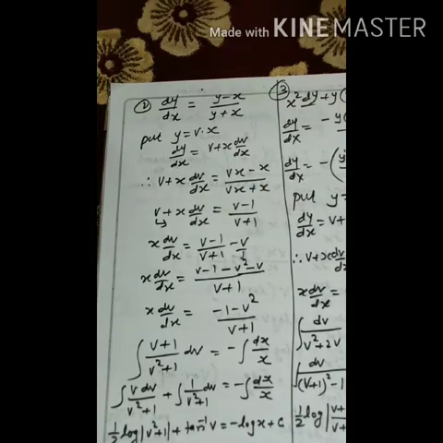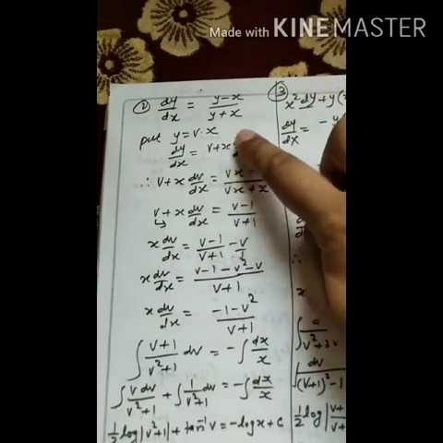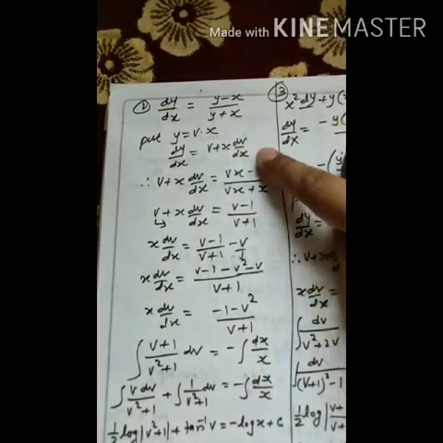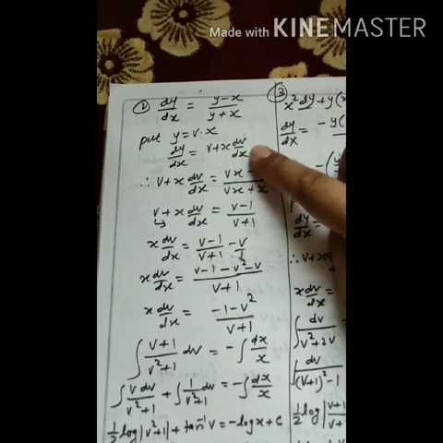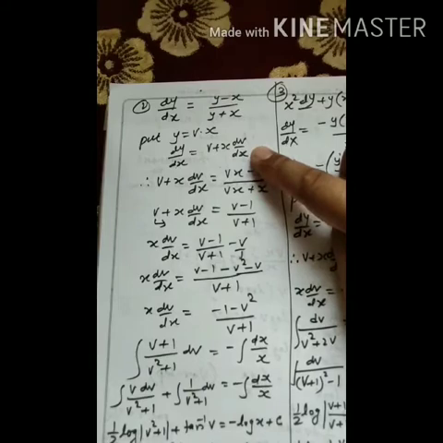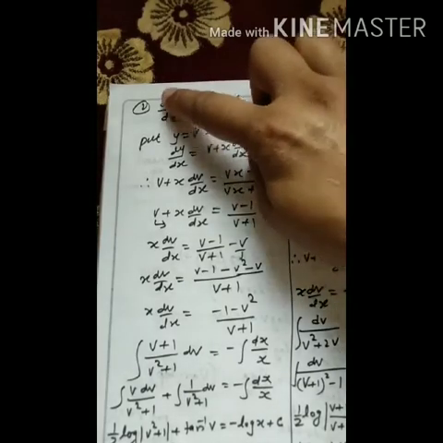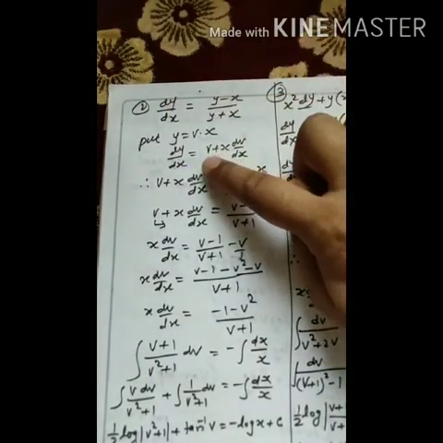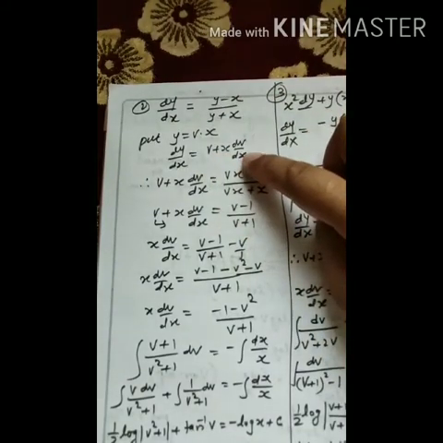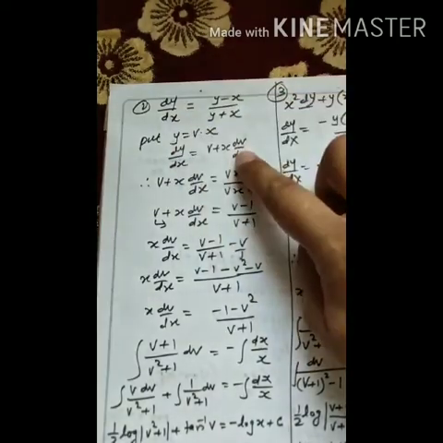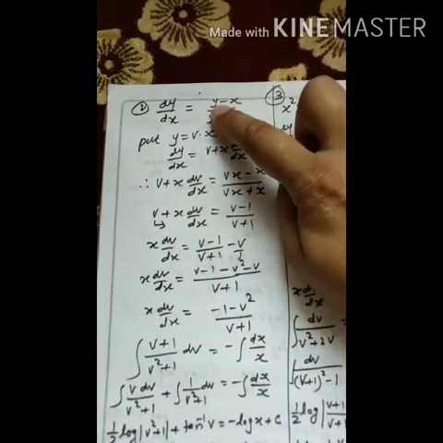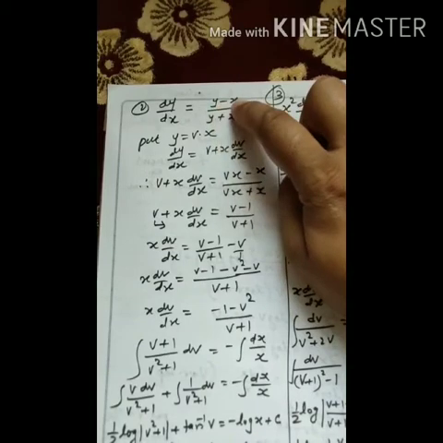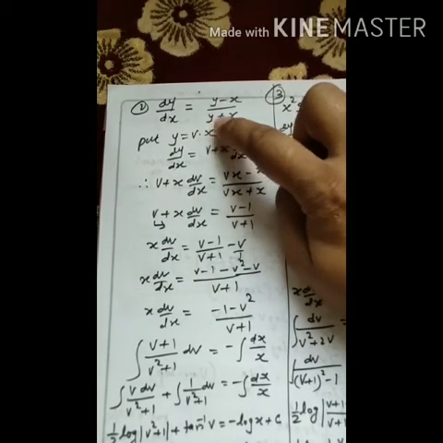So the procedure is put y equal to vx. After putting y equal to vx, we have to differentiate this, and the differentiation of this will be dy by dx is equal to v plus x dv over dx. Now in equation first, we replace this dy by dx by v plus x dv by dx. So in the left side we will get v plus x dv by dx, and in the right side, in place of y you will write vx minus x, and in the denominator vx plus x.